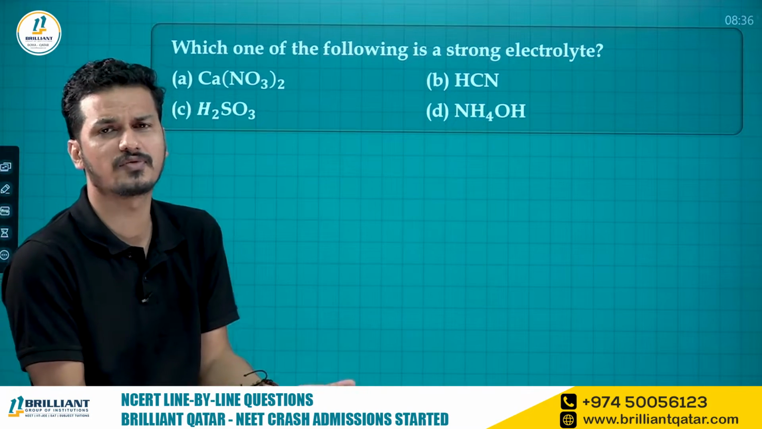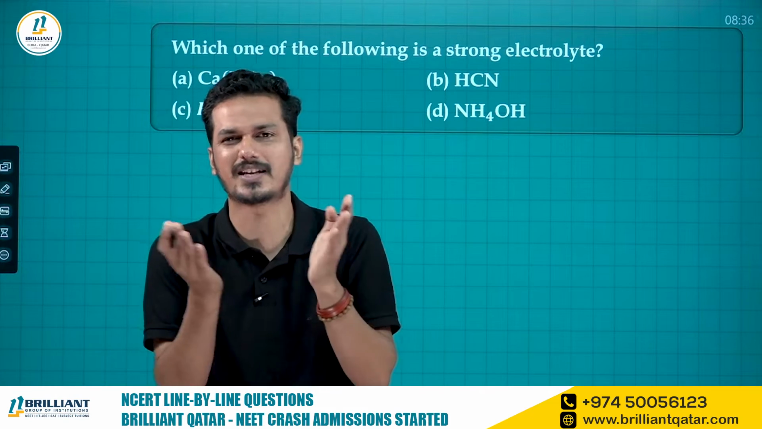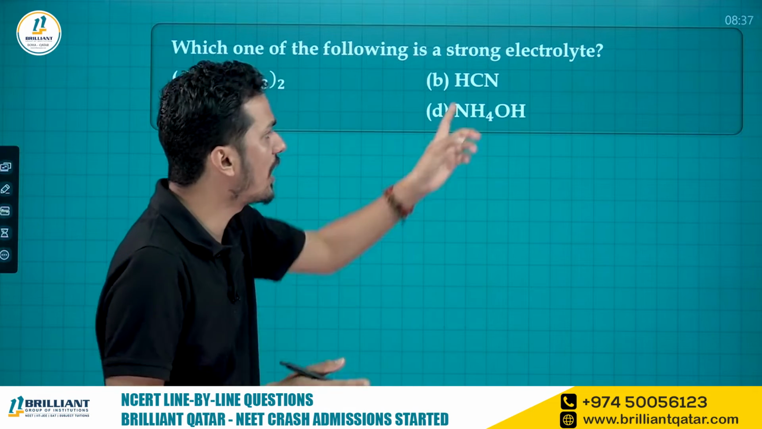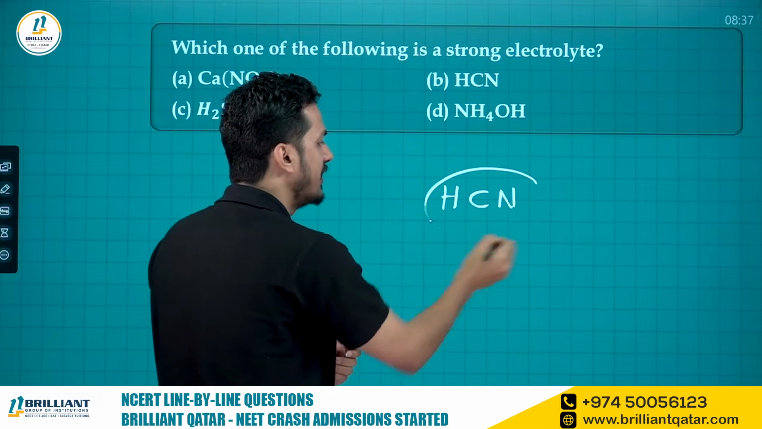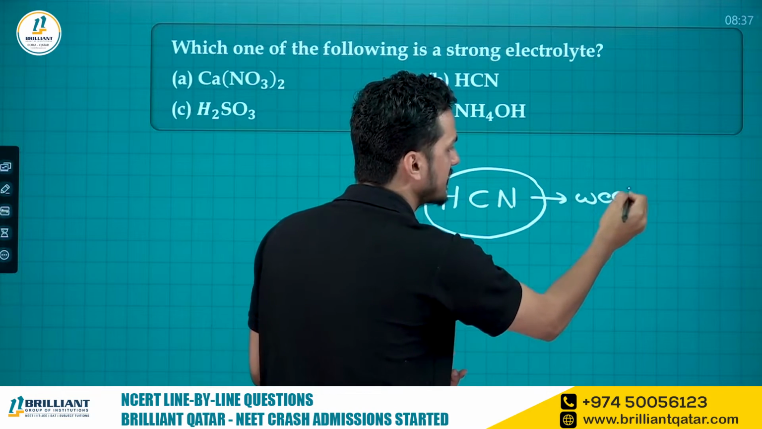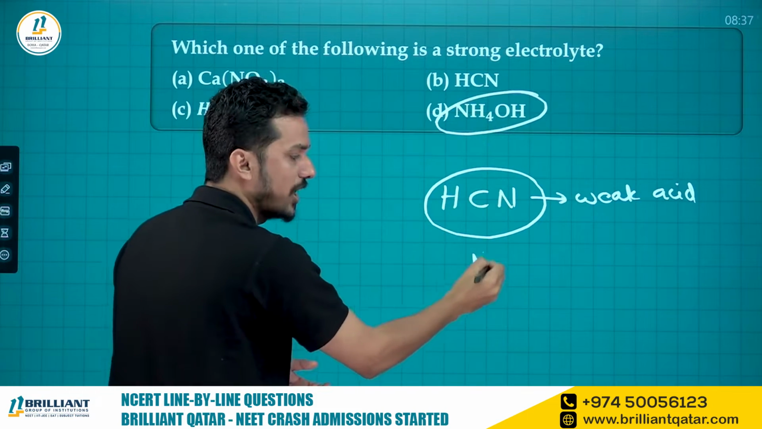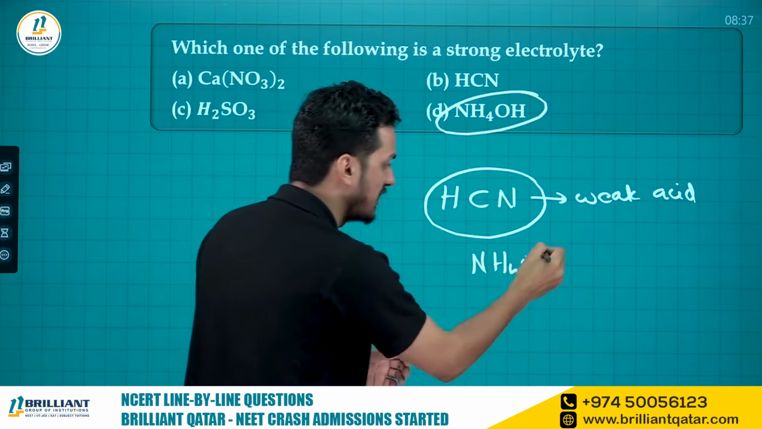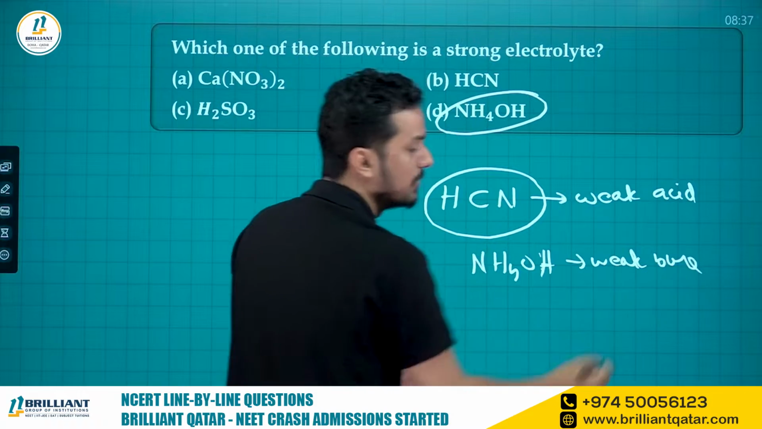So a strong electrolyte is formed from either a strong acid or a strong base, or it is a salt formed from a strong acid and a strong base. That's the idea. So here, HCN is a weak acid, so it is a weak electrolyte. NH4OH, that also is a weak base. Weak base only.